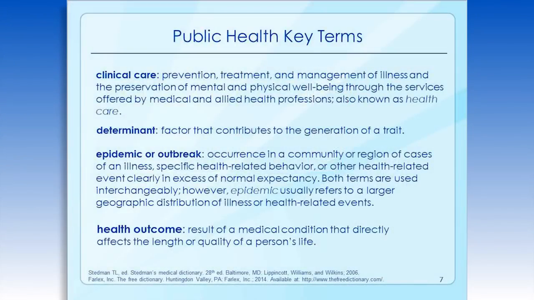A health outcome is the result of a medical condition that directly affects a person's life in terms of its quality or length. And think about the health outcomes for somebody who is living with HIV, for example, or who has diabetes.